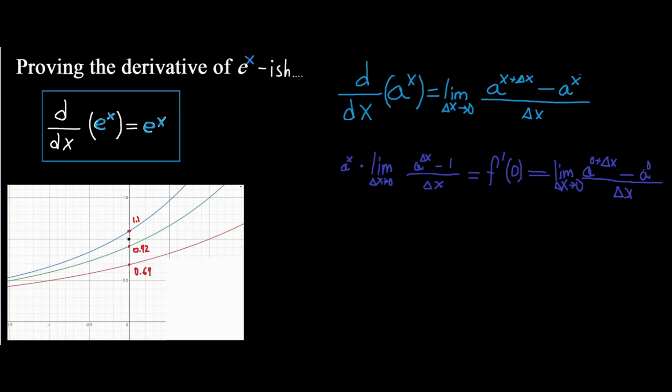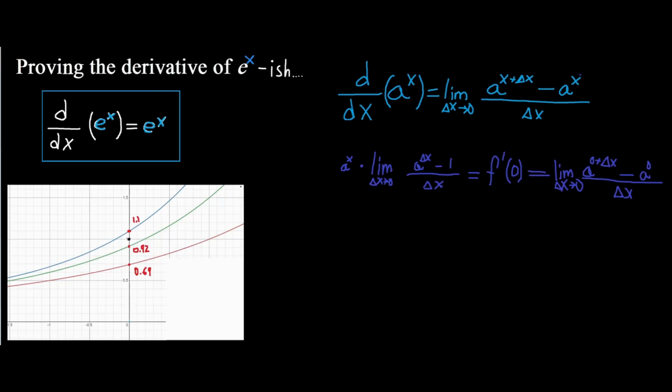And a to the 0 is going to be 1, and a to the 0 plus delta x is just going to be a to the delta x. So this right here is just equal to f prime of 0. These two things are equal, excluding the a to the x.